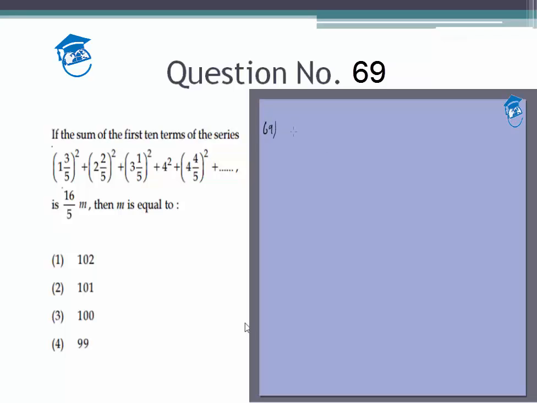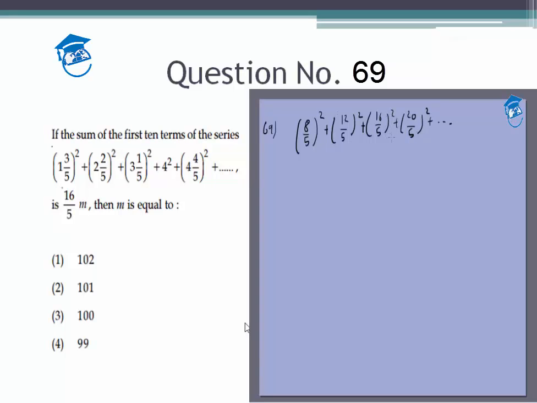We are given the sum of the series (1 3/5)² + (2 2/5)² + (3 1/5)². That can be directly written as (8/5)² + (12/5)² + (16/5)² + (20/5)², and so on, for the first 10 terms.